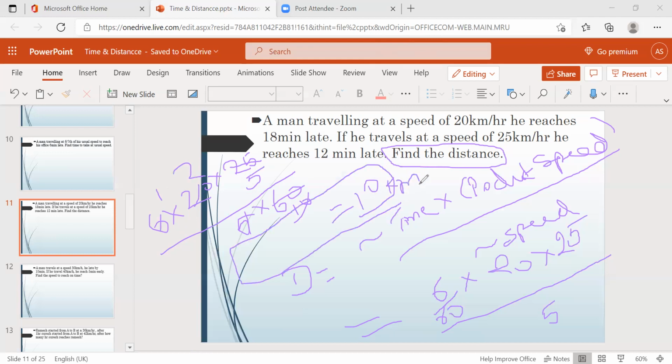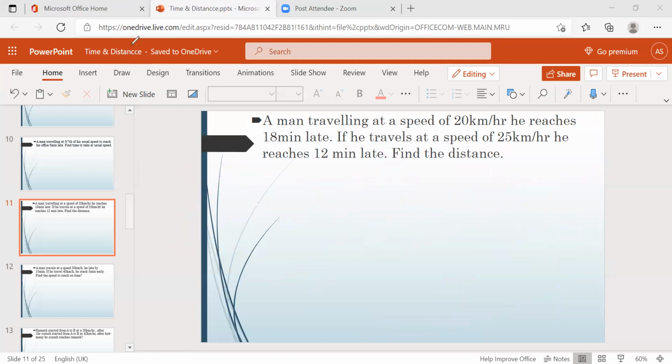So both ways, that is the concept, and this is a formula shortcut. But you have to learn the concept and then the formula also. Remember this formula: if they ask for the distance, then directly time into product of speeds by difference of speeds. Okay, done. So this is that question. Now we'll come to the next question.